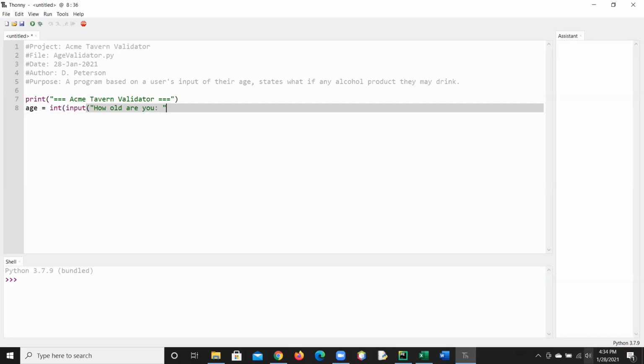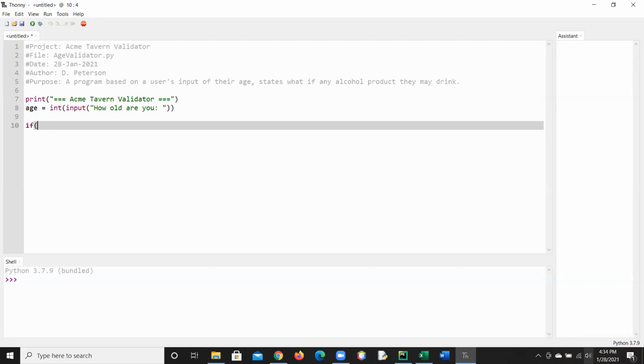Oops, I'm missing a parenthesis. That's better. All right, so now there's a couple ways. If I say if age is less than or equal to, let's make it 12. And in Python, we end our conditional statement with a colon.